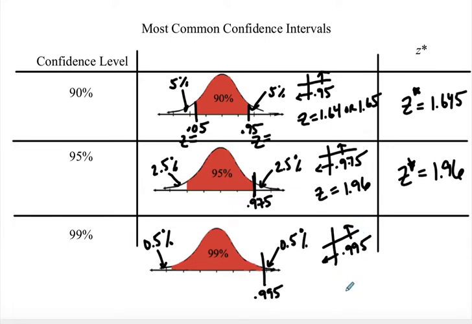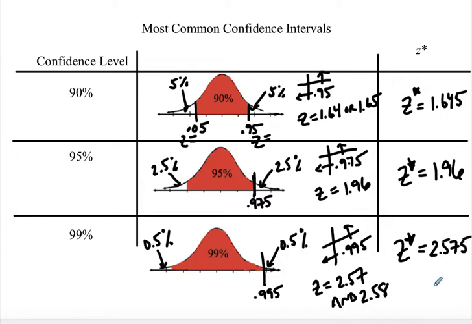And it's going to be between two values again. It's going to be between 2.57 and 2.58. So what we're going to do then for our Z star is split the difference and say 2.575. So these are our most common Z scores.